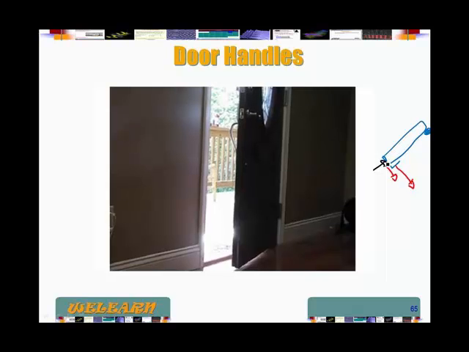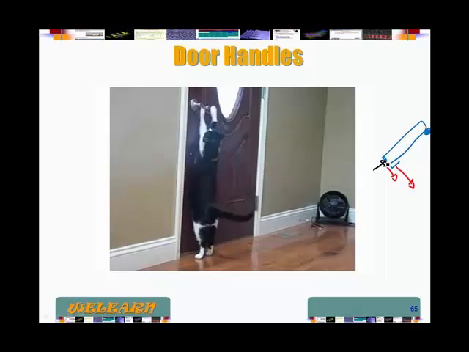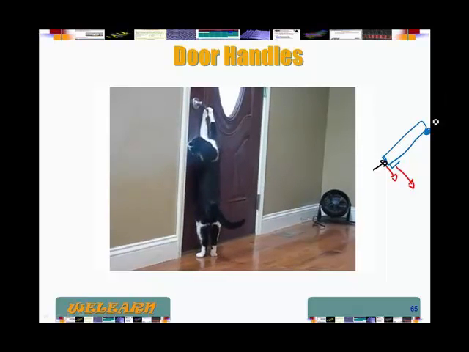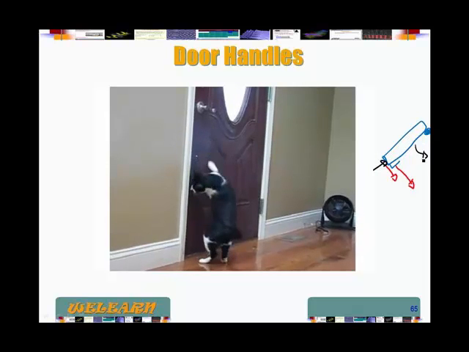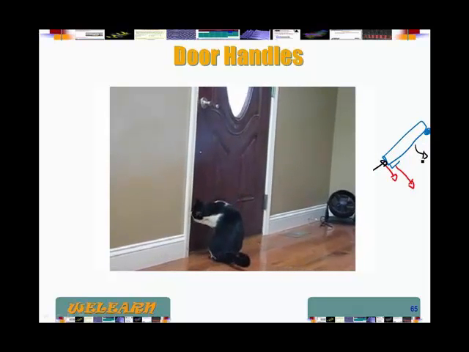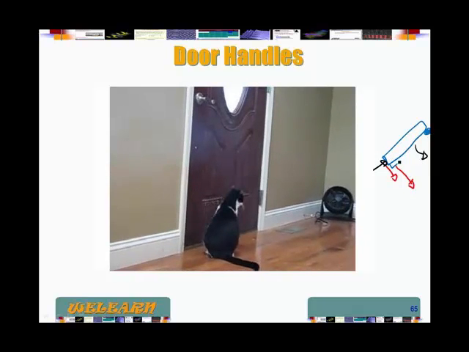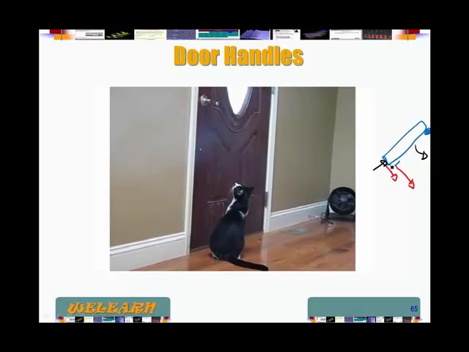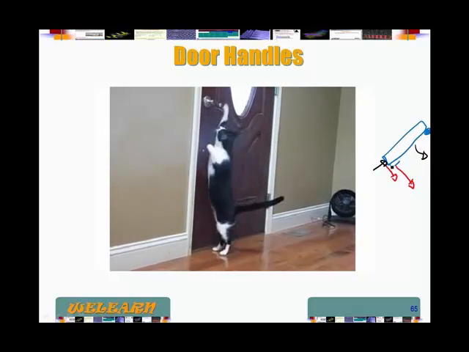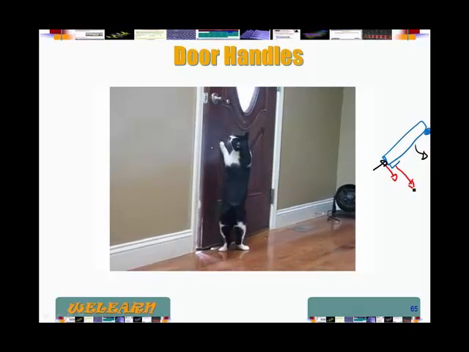So we have two things I hope that we have noticed. To get the door opening, in this case meaning rotating, we had to have a doorknob as far away from the hinges as possible, and we had to apply a force that's perpendicular to the door.